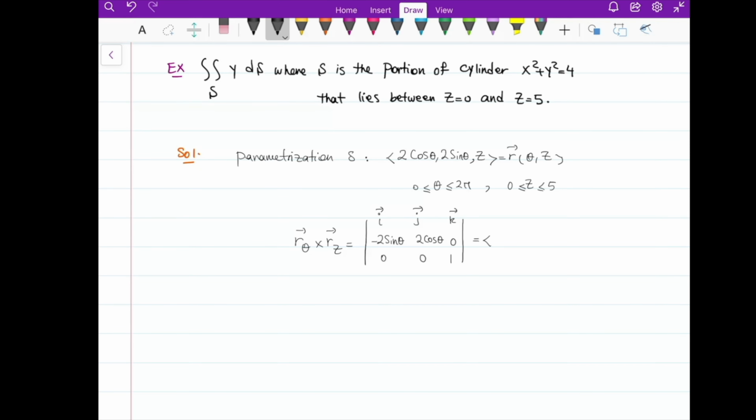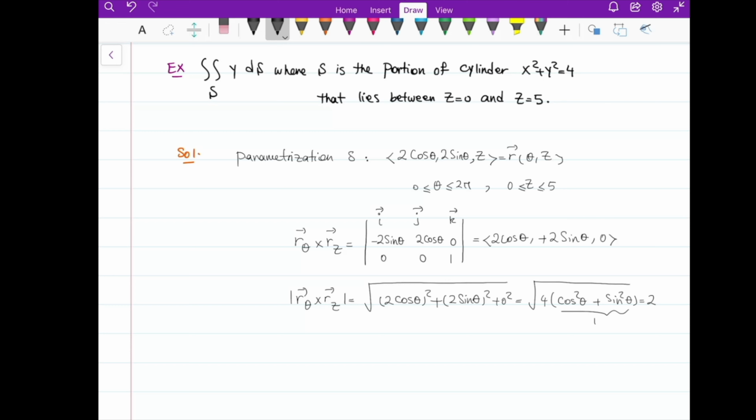Let's calculate that. First, I remove the first row and the first column, so I have 2 cosine theta, and then a negative sign. I remove the first row and second column, it would be 2 sine theta, and then the third one would be just 0. So what is the length of it? Because I have a function here, I just need the length of this vector. r_theta cross r_z has length the square root of (2 cosine theta) squared plus (2 sine theta) squared plus 0 squared. I factor out the 4, and then I get cosine squared theta plus sine squared theta, which is just 1, so I just get a 2.